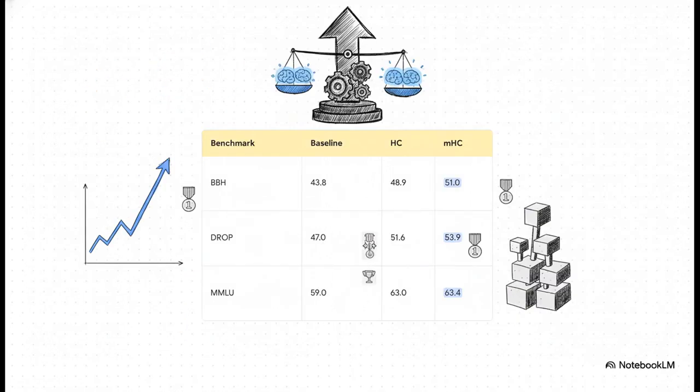And here's why that stability matters so much. It translates directly to better performance. You can see it right here in the benchmarks. mHC doesn't just avoid collapsing, it consistently beats both the baseline and the original hyperconnections. It doesn't matter if it's complex reasoning, reading comprehension, or general knowledge. The new, stable architecture comes out on top. It's not just more stable, it's just plain better.